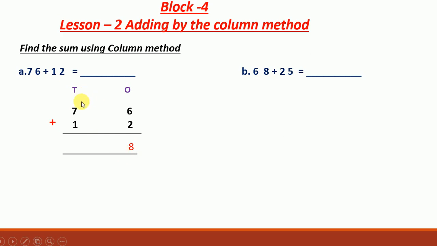Next we will add the tens place. In the tens place we have 7 and 1. 7 plus 1 is 8. Very good. Now the answer is 88. Now come to the B question. Complete it yourself and then we will check the answers.